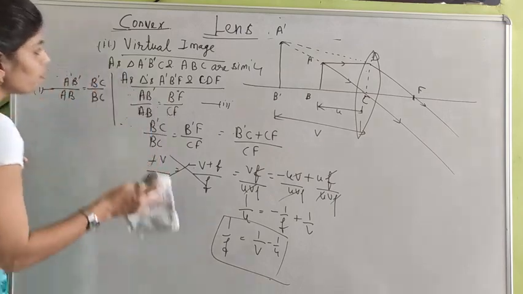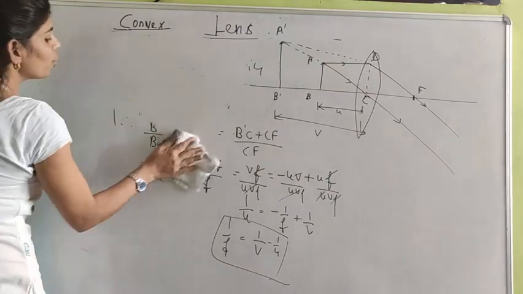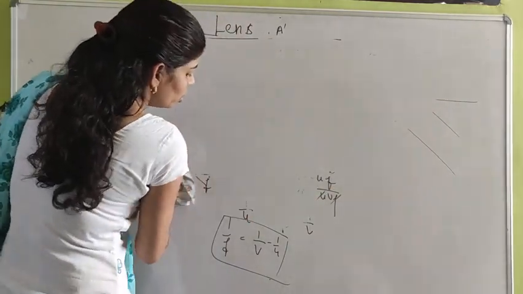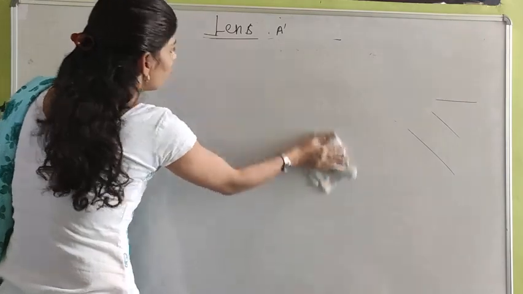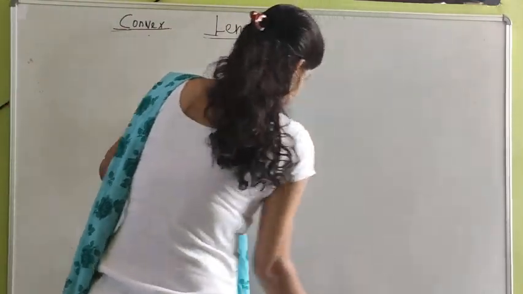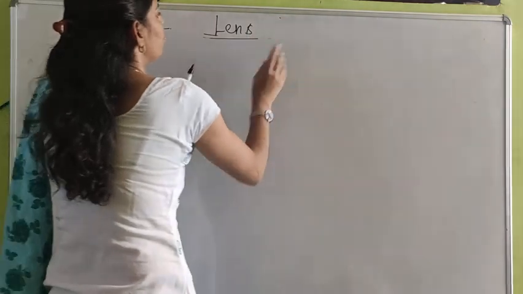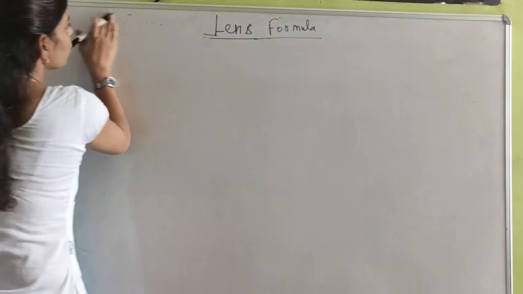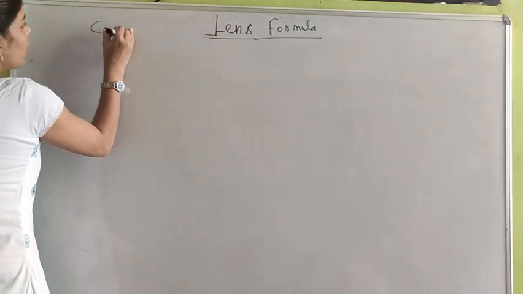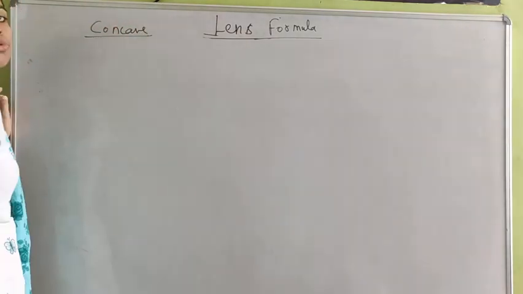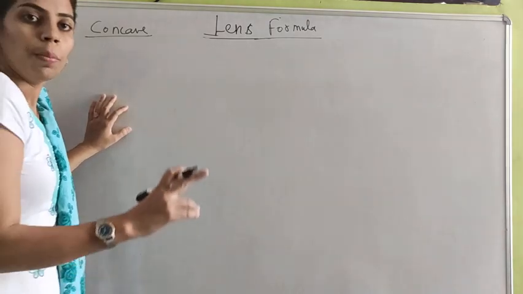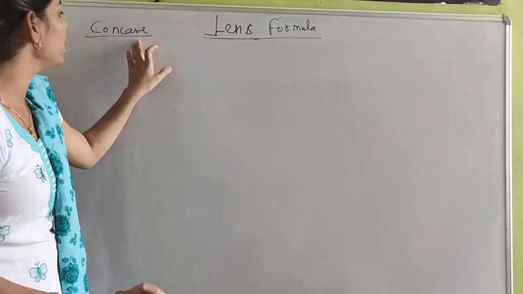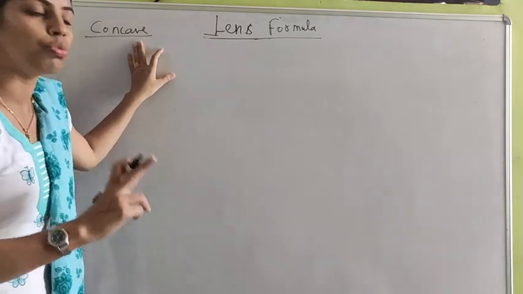Now we will derive the lens formula for concave lens, and you know that concave lens forms only virtual image whatever be the position of the object. So now lens formula for concave lens, and concave lens only forms virtual image whatever be the position of the object. Again I am telling you, whatever be the position of object, concave lens always and always forms virtual image.